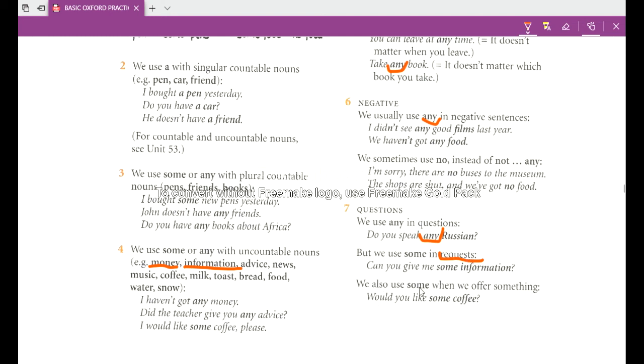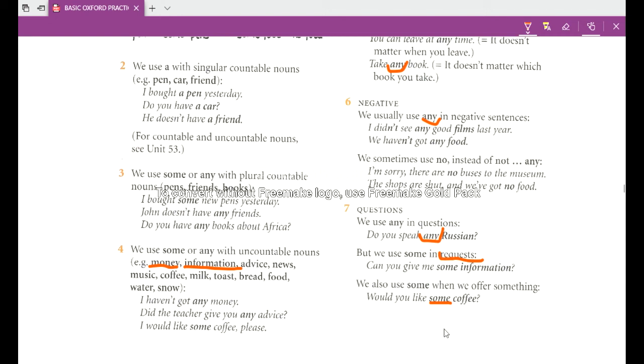We also use some when we offer something, right? Would you like some coffee? This is an offer. Would you like a piece of cake? Again, would you like something to drink? So we can also use some. It is the kind of question we ask to give something to somebody, or when somebody asks us for something, so we can use some and any.